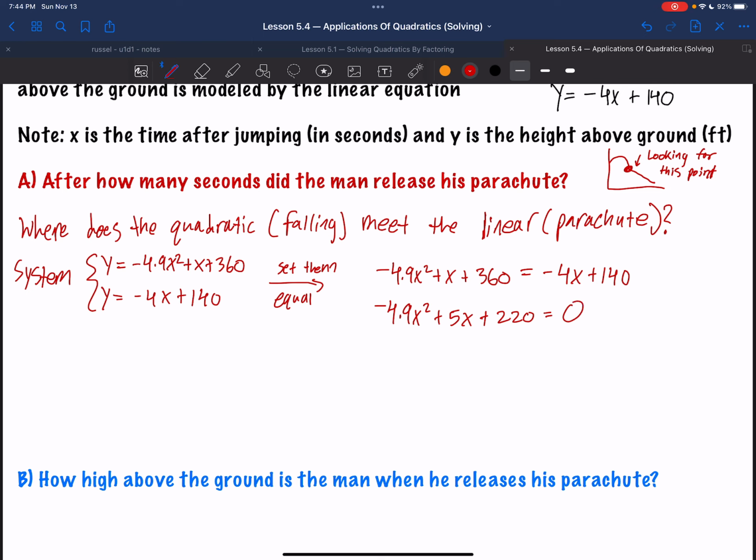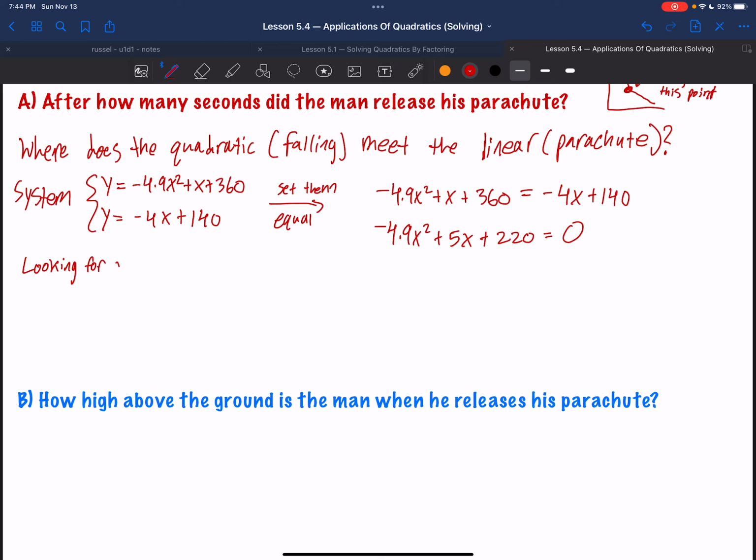Now, look, you can try factoring this if you really wanted to. Maybe it's not factorable, though. Probably not factorable because there's a decimal. Or you could try the quadratic formula, right? Because we're looking for x. Let's just be quick with this and use the quadratic formula. You can factor if it's factorable, or complete the square, but we're just going to do the quadratic formula.